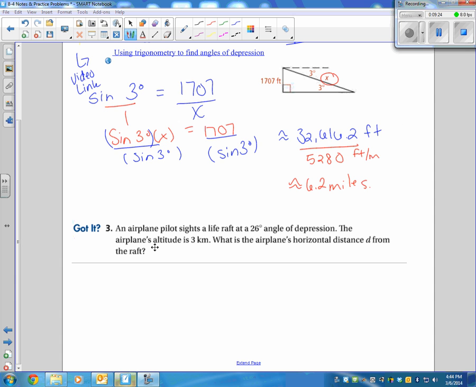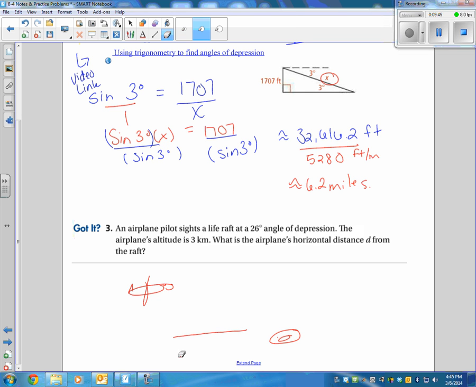Okay, for the next one, we're going to have an airplane here. And of course, that's not a very well drawn airplane, but you can get the picture. And the airplane is going to spot a lifeboat. So we have a little lifeboat here, and we're going to determine the horizontal distance from the airplane to the lifeboat. What is given is this height as 3 kilometers.